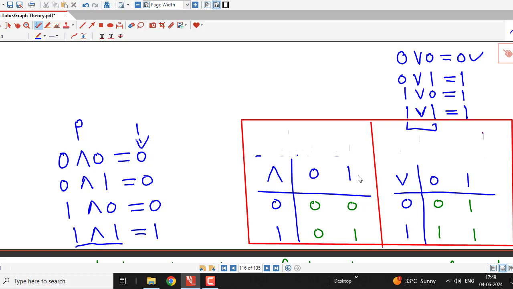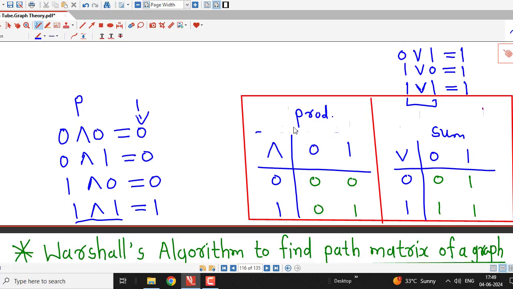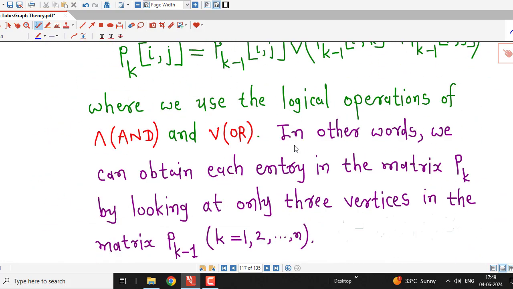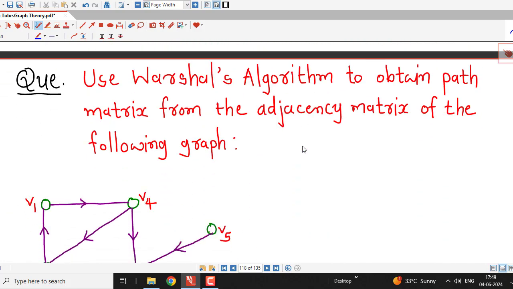So remember these two operations. This is Boolean product and this is Boolean sum. We are going to use these two operations in Warshall's algorithm. So I am using Warshall's algorithm to obtain the path matrix from the adjacency matrix of the following graph.